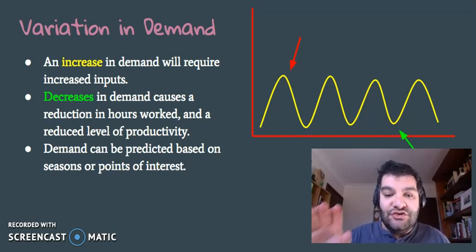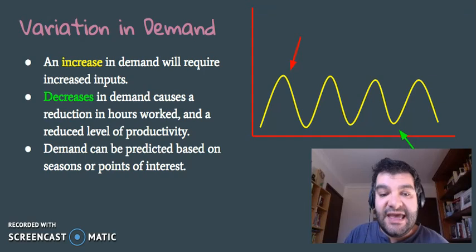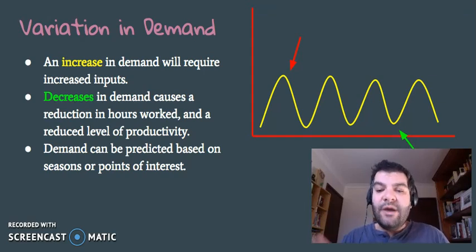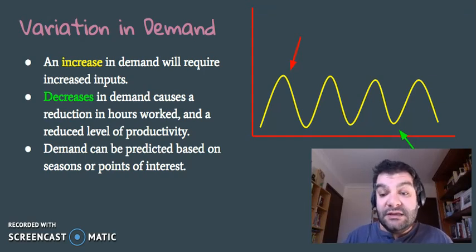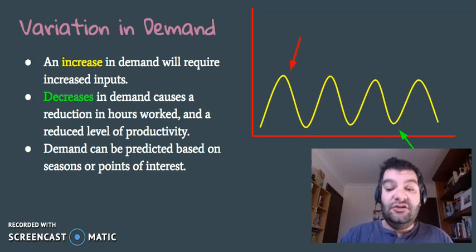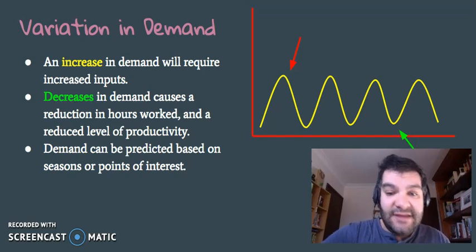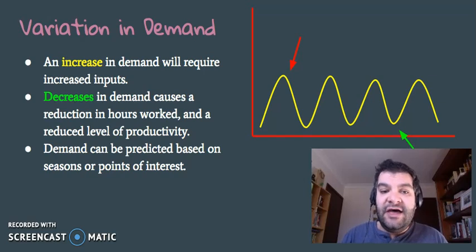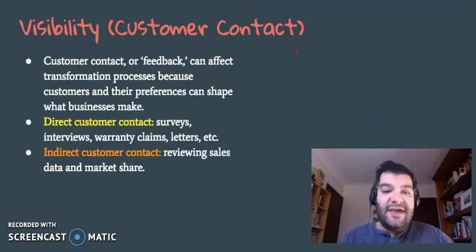Okay, but using seasons or points of interest can help a business work out when demand is going to vary. When should we start looking at our flexibility and our lead time in terms of either increasing our level of inputs or decreasing our level of inputs? And then finally we have visibility.